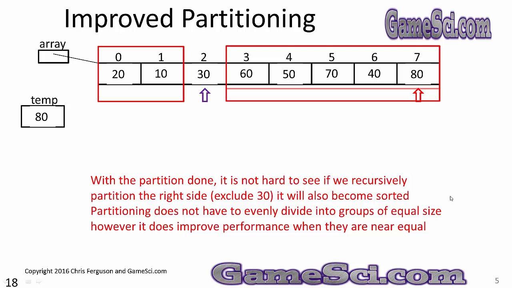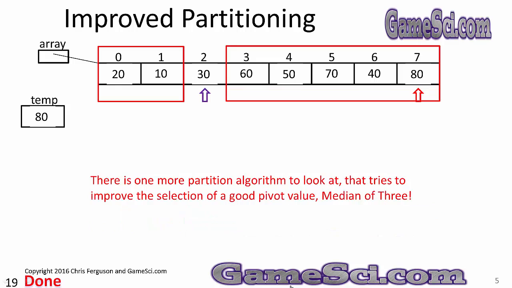Partitioning does not have to evenly divide the groups of equal size. However, it does improve performance when they are near equal. Notice how we only have two numbers on the left side, less than the pivot 30. Notice how we have 5 numbers on the right side, greater than the pivot 30. That's okay, not a problem. We'd like it to be more towards the middle, but it doesn't have to be in the middle. What I really need you to visualize is if I do a partition on the left and right side, this data will come out in order.